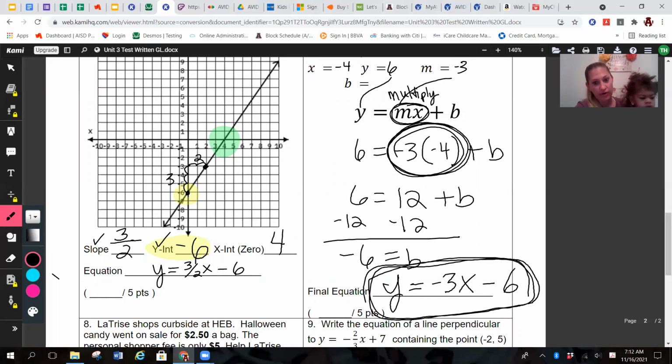Remember, in your final equation, you have to see the letter y and you have to see the letter x. So some people were putting 4 numbers for the equation.